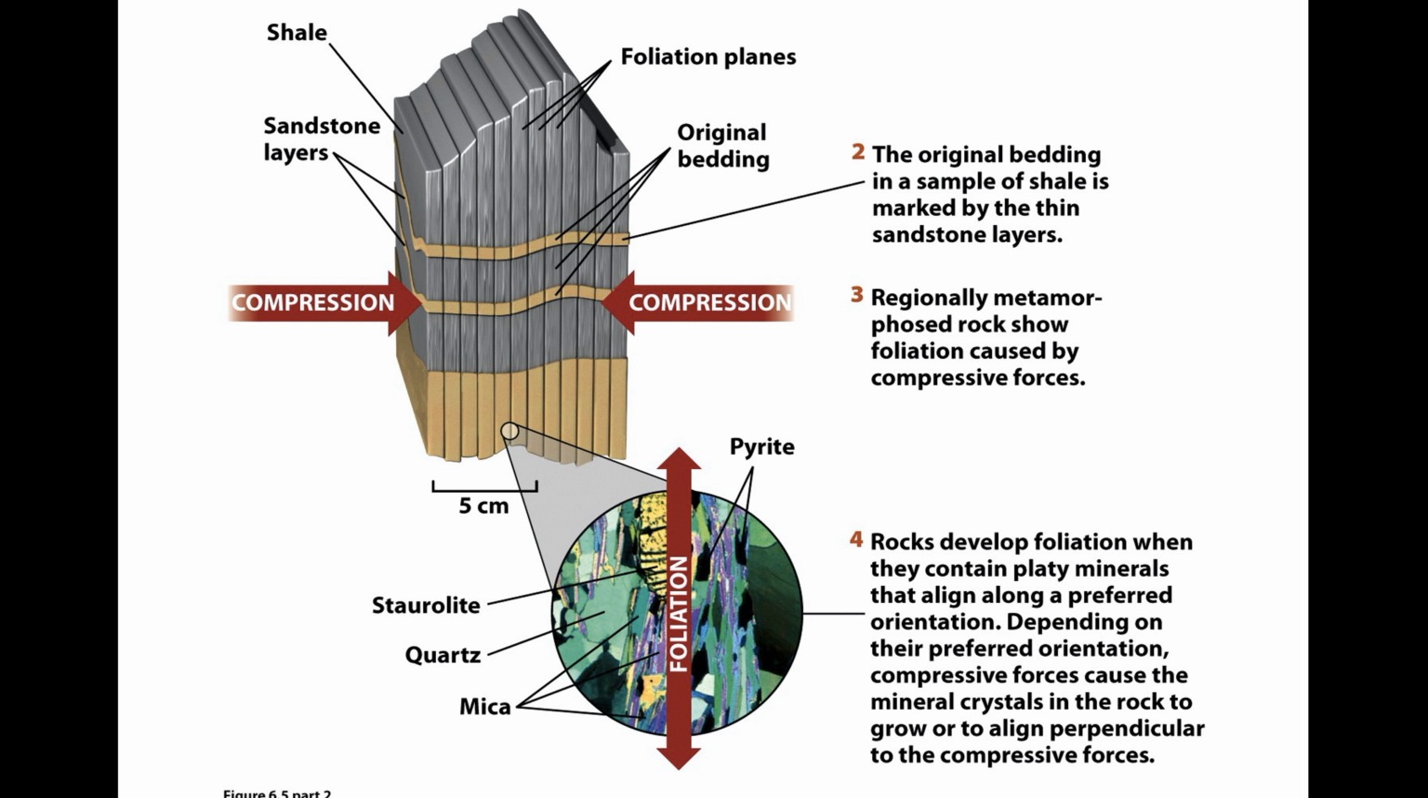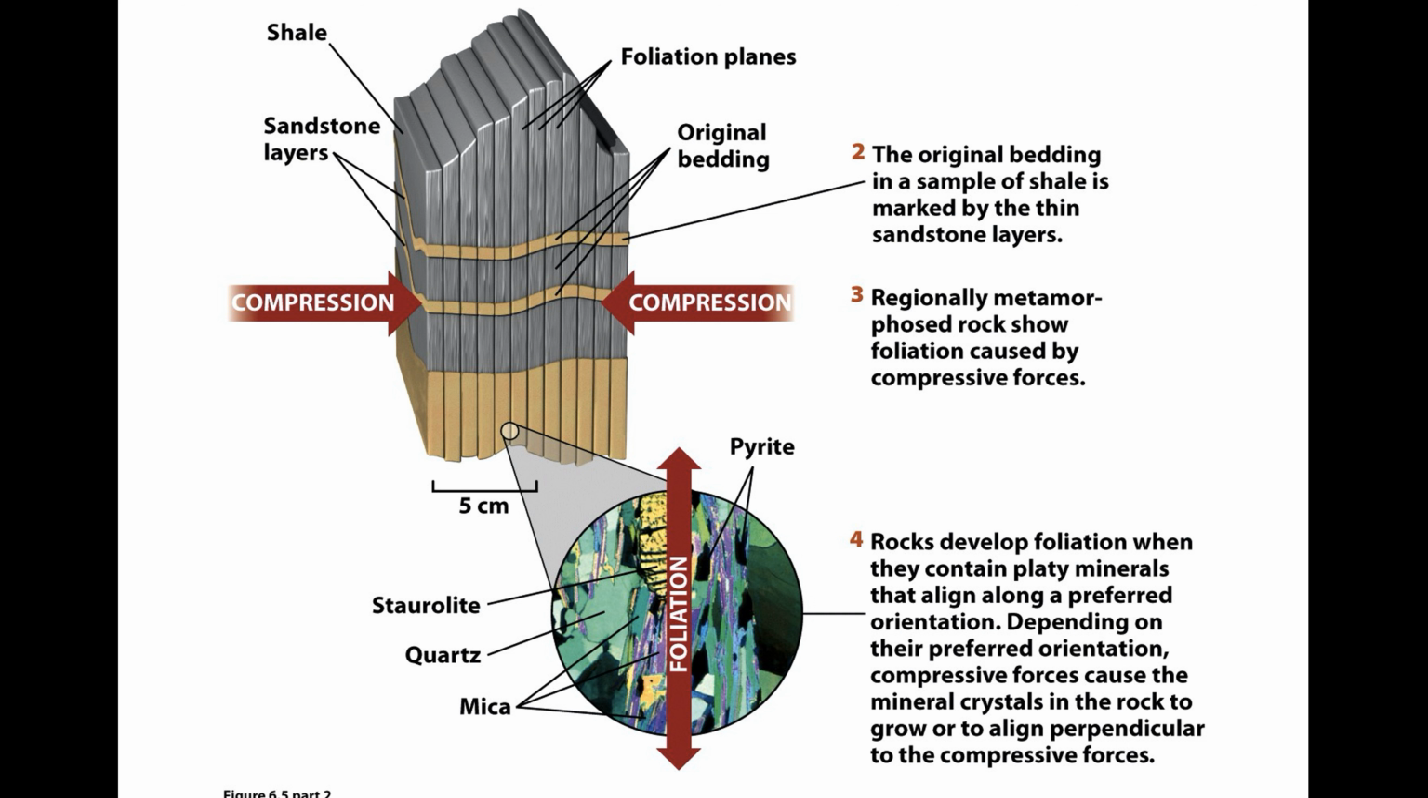But now you would like to know how this can be seen, or if there are also some fingerprints of this in thin section. And yes, indeed there are, because the minerals under the microscope show that they are in a foliation. Under number 4, he has written that rocks develop foliation when they contain platy minerals that align along a preferred orientation.